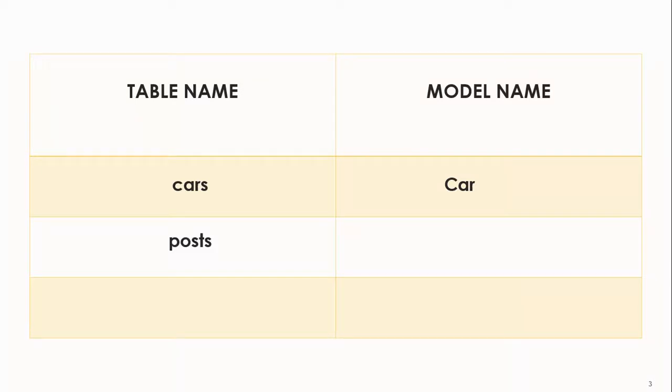Another example, if you have a table called posts, in plural, Eloquent will assume you have a model called post. That is the convention in Laravel. Let's get another one: users, plural, and user, model. So the tables are the plural form of the model, and the models are the singular form of the tables.